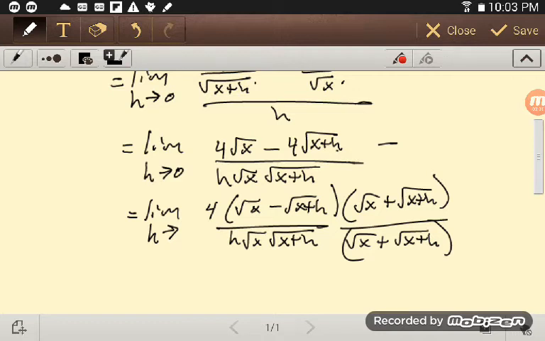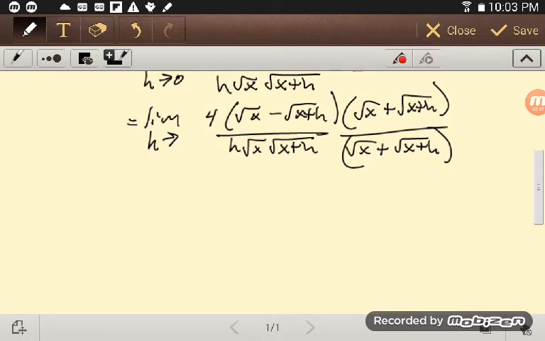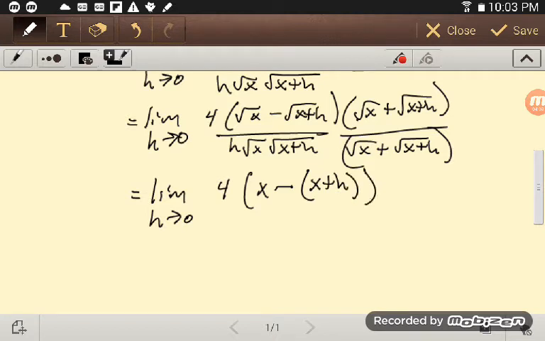So I do that, and the reason I do that is that this is the difference of squares. And so with that difference of squares, I end up, oops, there's a 0 there. The limit as h goes to 0, I have that 4. But now when I multiply this, I have the difference of squares, which makes that the square root of x squared, so that's x, minus, put it in parentheses, the square root of x plus h squared, which is x plus h. So that was wonderful. And then I have my h, and on the bottom I have this nasty looking stuff, x plus h there, square root.